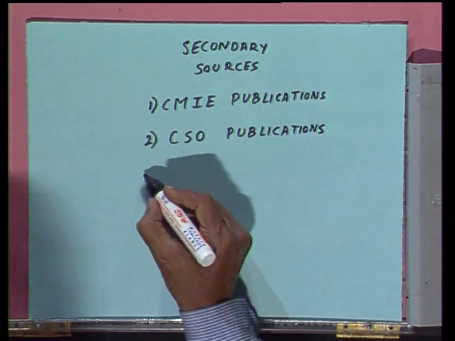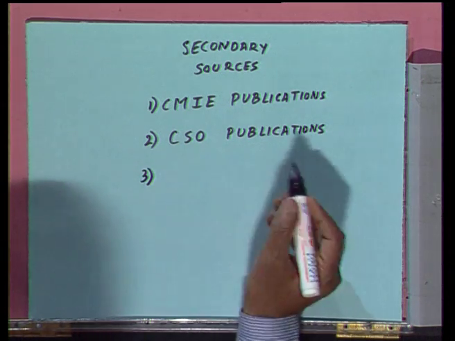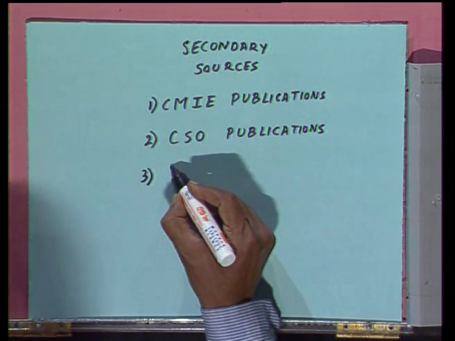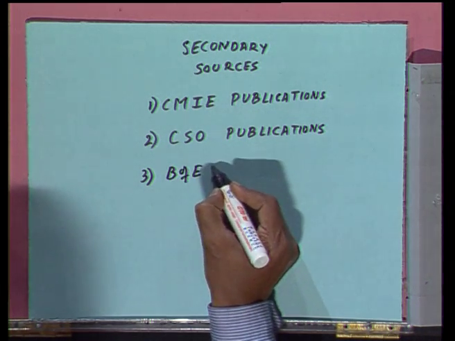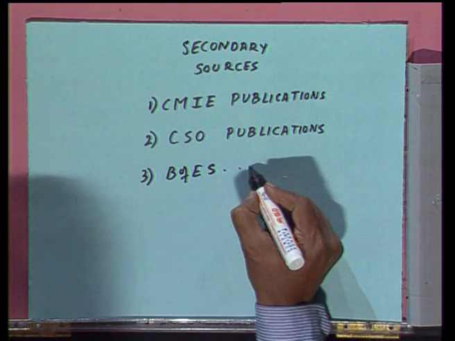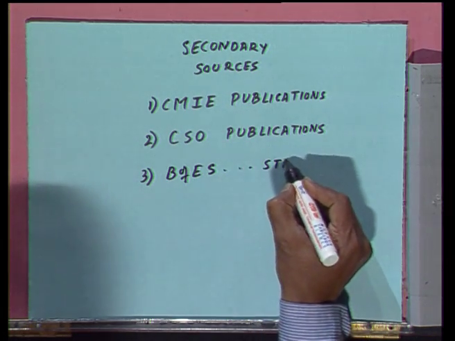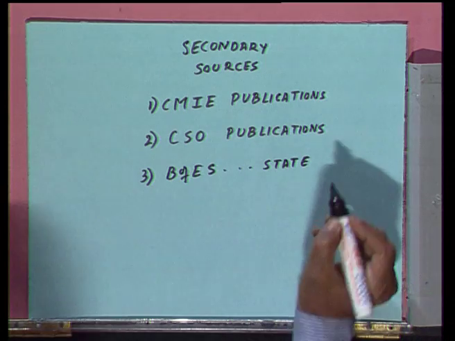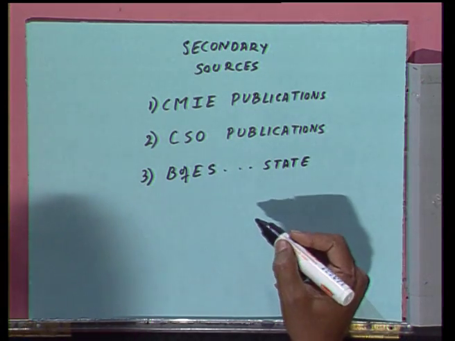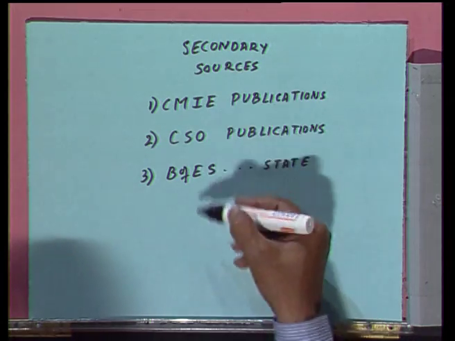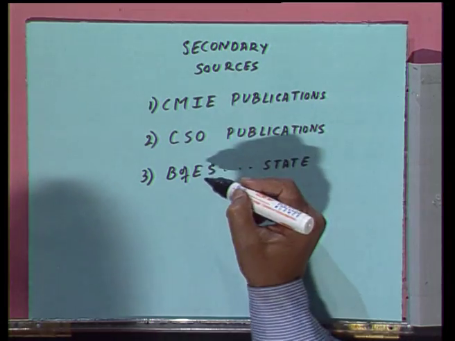If you want a state-wise estimate for demand for the future, then you can use the data obtained from the Bureau of Economics and Statistics of the respective state, whichever state for which you are estimating the future demand. Now, these are the three main publications from where you should get the past data in order to get a reliable demand forecast, both for consumer as well as industrial products.